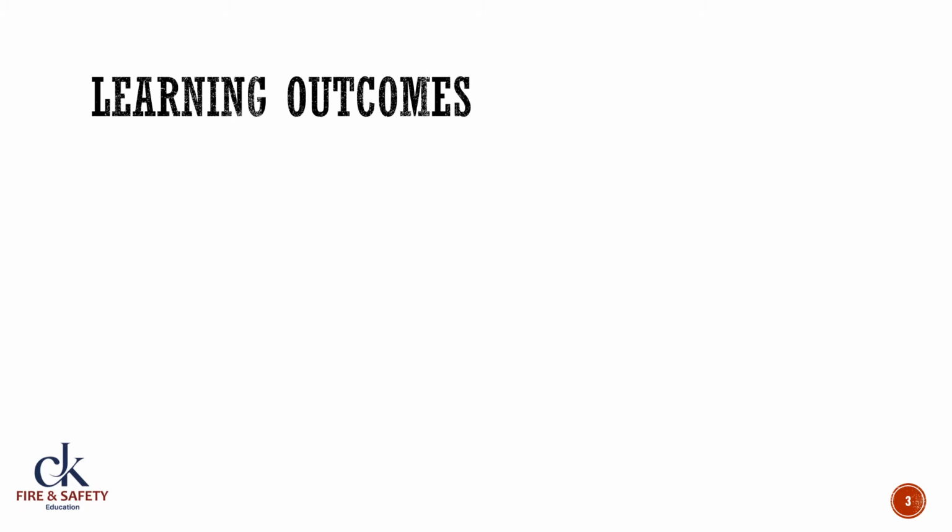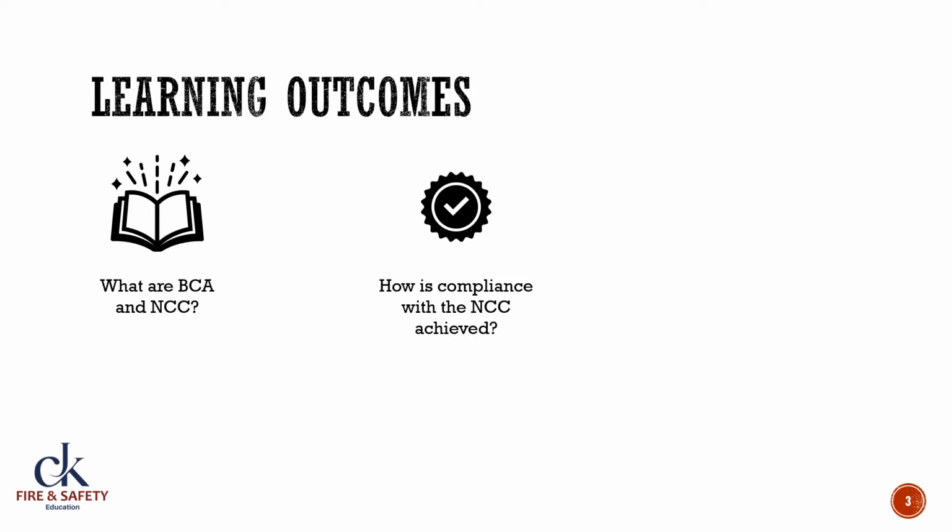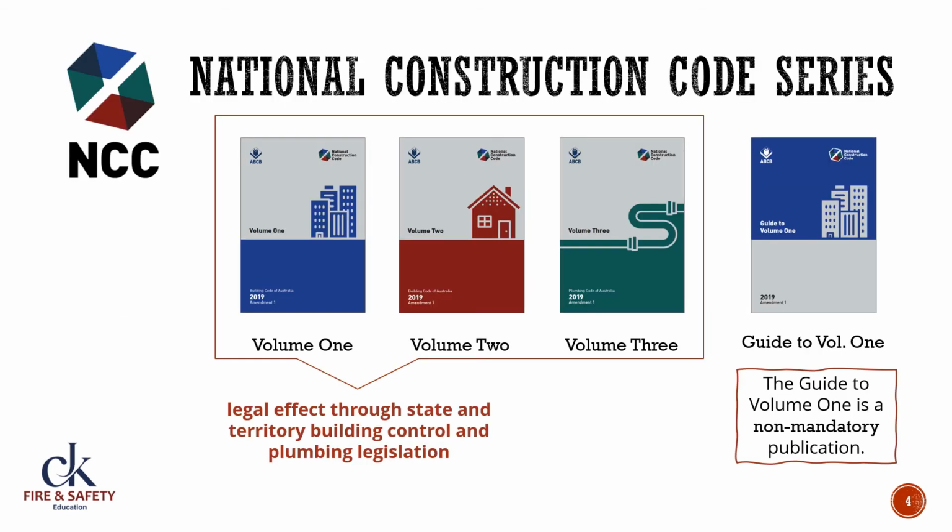Training courses and information are provided for general education purposes, and any reliance you place on such information is at your own risk. To keep it simple, we will be concentrating on three learning outcomes. Firstly, the BCA and NCC will be defined. Then, we will discuss how compliance with the NCC can be achieved, and finally outline what a performance solution or alternative solution is.